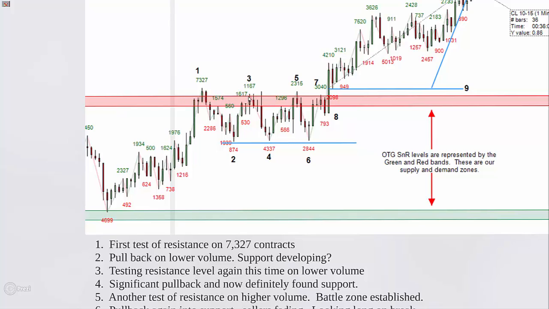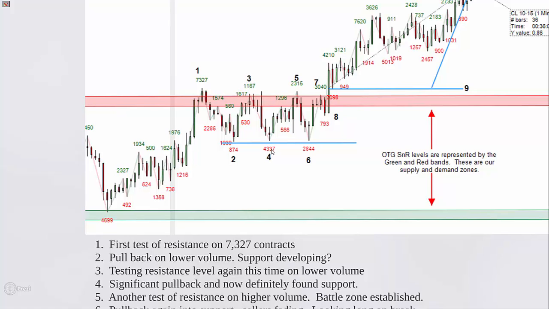Pushes back up on less volume than it came down than the original push up. Sellers meet that resistance area and push it back down. Now, this time they pushed it down on 4,300 contracts. Bottom, couldn't get through the bottom again on 4,300 contracts. So a huge heavy push down.